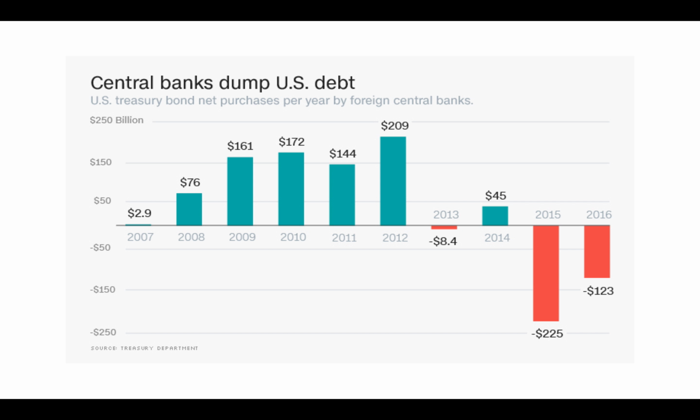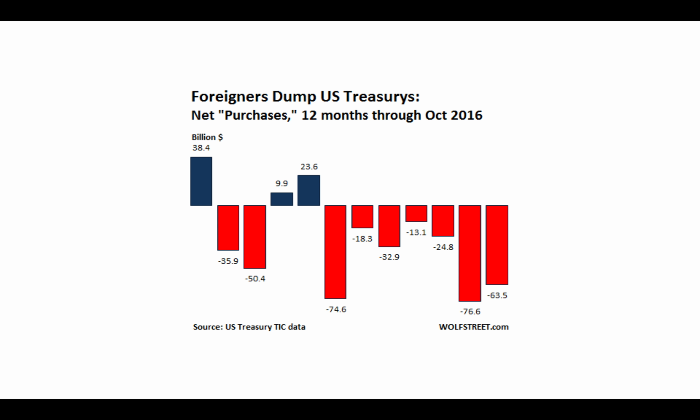Here's another chart. This information came directly from the US Treasury Department. You can see again, a big change in trend. Big accumulation through 2012, big get-rid-of those assets since then. This is just the 12 months ending in October 2016. You can see a lot of red ink.